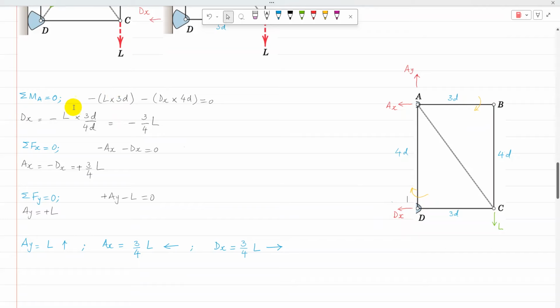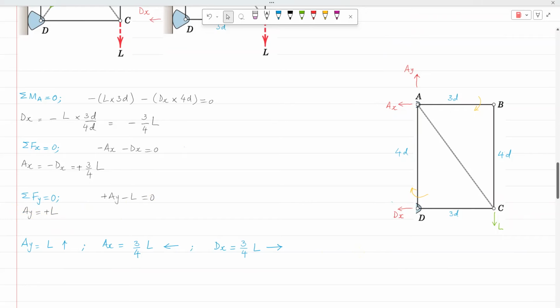Next I can go for sigma Fx equal to 0. For sigma Fx equal to 0, both AX and DX are assumed towards the right, so both are negative. So minus AX minus DX is equal to 0. I can calculate AX is equal to minus DX. Minus DX is already calculated, so AX comes as plus 3/4 L. Then I'll go for sigma Fy equal to 0. For sigma Fy, AY is assumed upward and the load is acting downward, so plus AY minus L equal to 0. So AY is plus L.